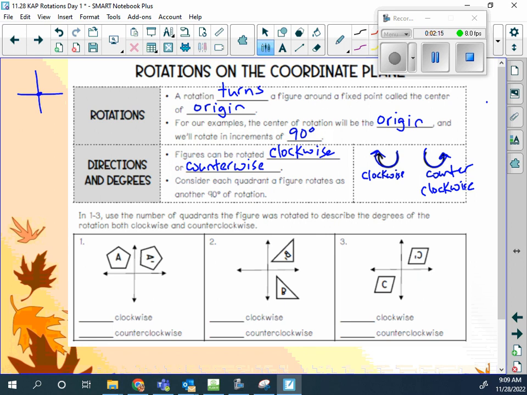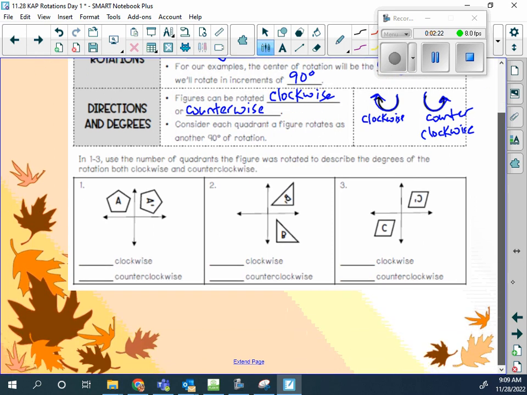Consider each quadrant a figure rotates as another 90 degrees of rotation. We'll go over that in a second. In 1 through 3, use the number of quadrants the figure was rotated to describe the degrees both clockwise and counterclockwise. Okay, so what does that mean? First, you see that this is A and this is A prime. So that means this is the original and it went here. So what did it do?